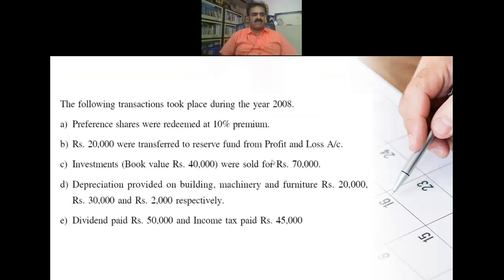For this, they have given the 5 adjustments. The first one is the preference shares were redeemed at the 10% premium. 20,000 rupees were transferred to reserve fund from profit and loss account, and investments having the book value of 40,000 rupees were sold for 70,000, and depreciation provided on building, machinery, and furniture was 20,000, 30,000, and 2,000 respectively. And finally, the dividend paid and income tax paid is given.